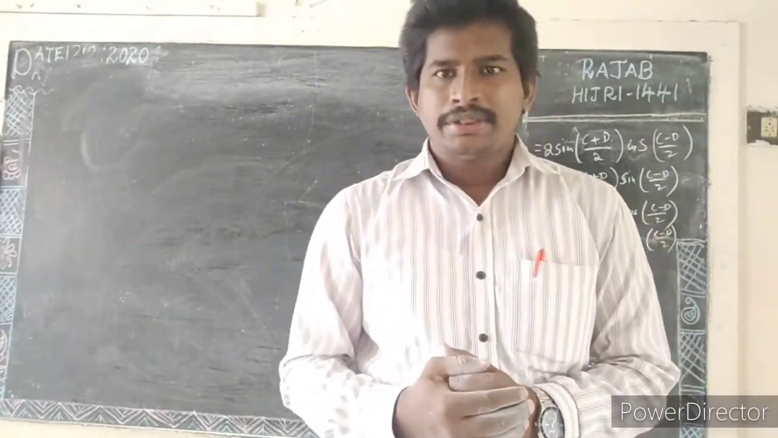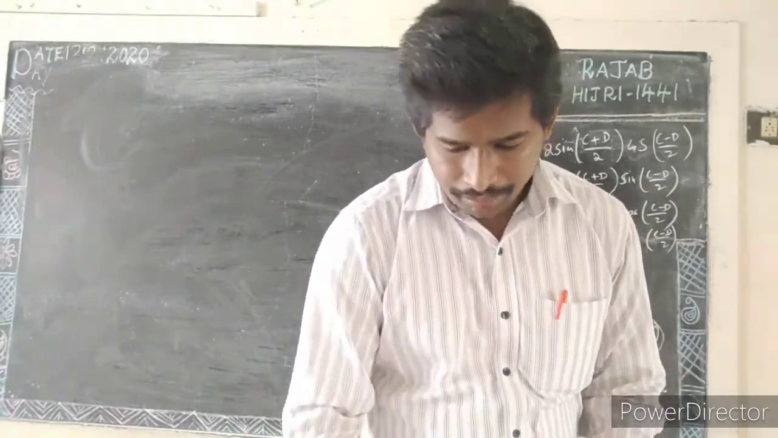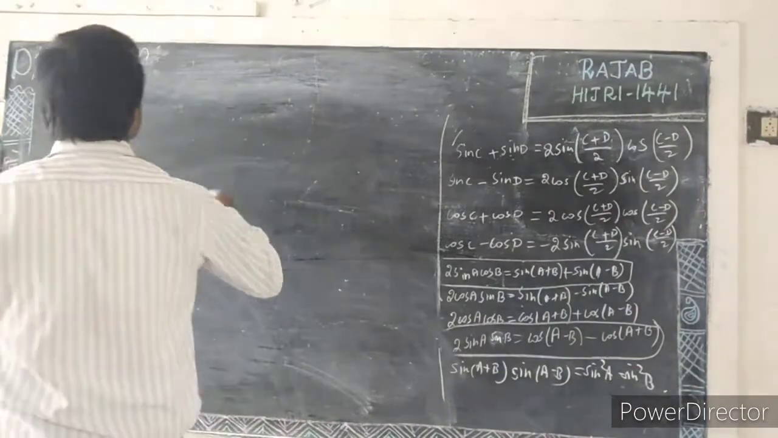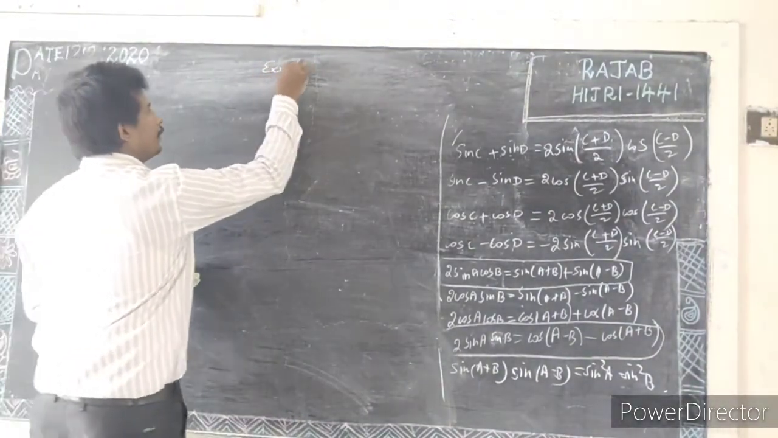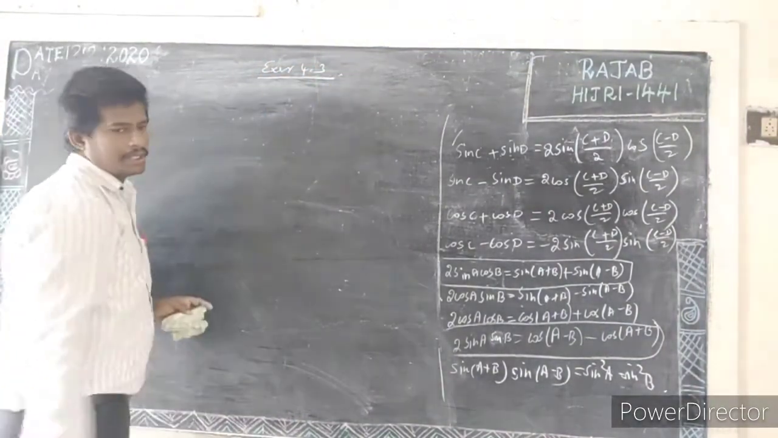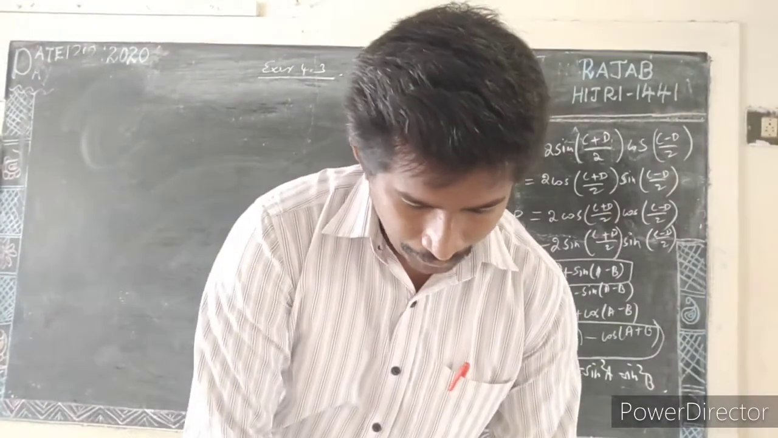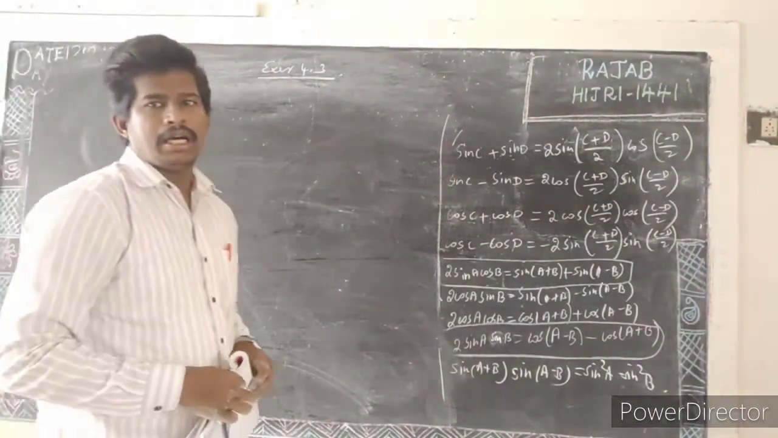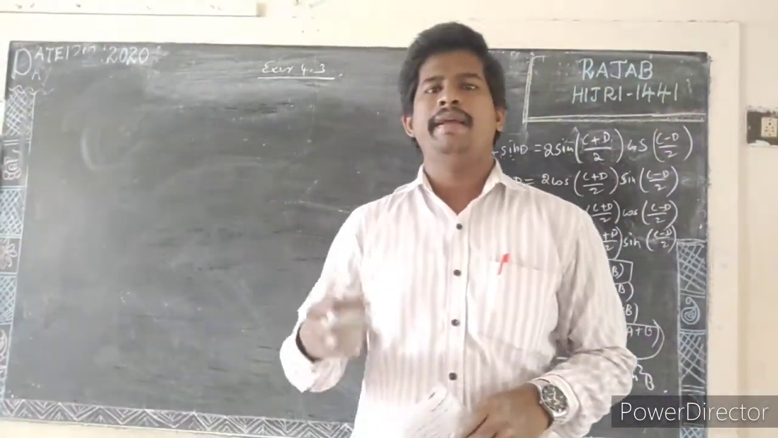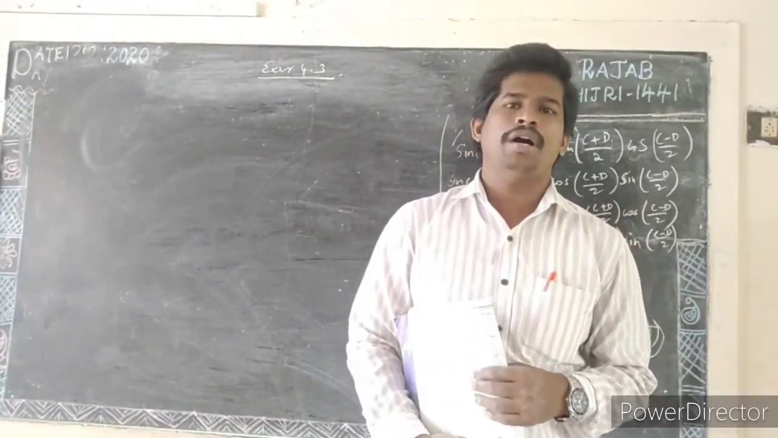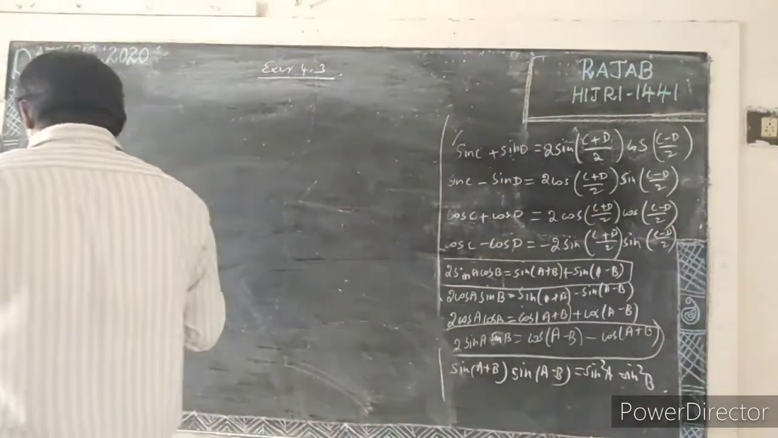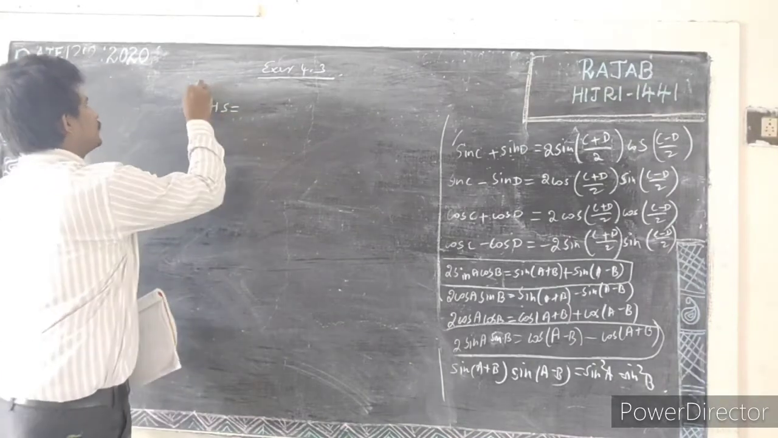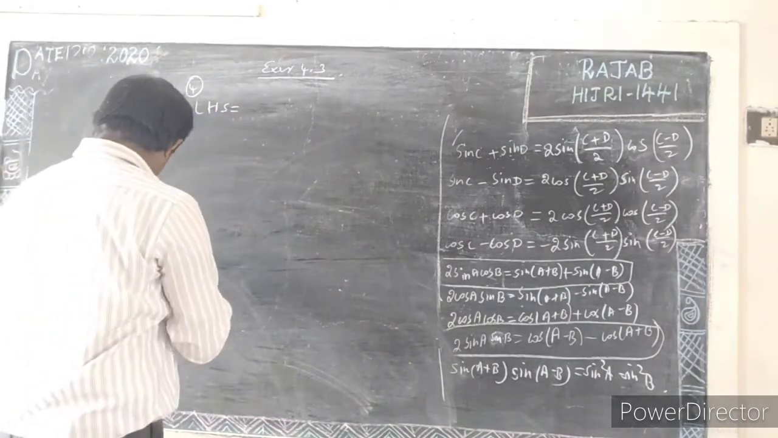Today we are going to continue the same exercise 4.3. Look at problem number 4. We are going to prove LHS equal to RHS. For that I am going to take the LHS, and from the LHS I am going to derive the RHS. First I am going to write our LHS. This is the fourth one.